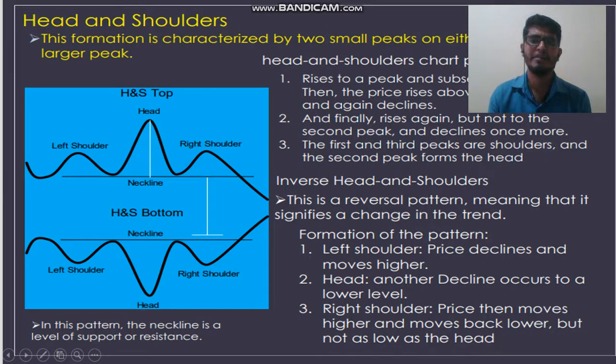A head and shoulders chart pattern rises to a peak and subsequently declines. Then the price rises above the former peak. From the left shoulder, it increases to this particular point, and again it declines. Finally it rises again, but not to the second peak, only up to some extent, and once again it declines. The neckline you are seeing here is nothing but the support level.